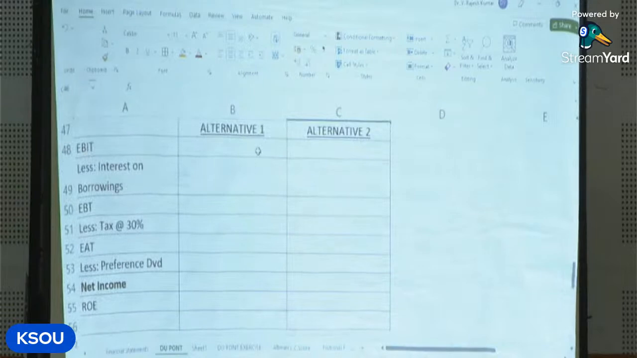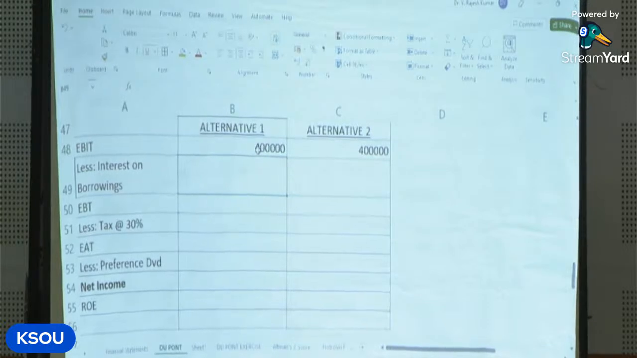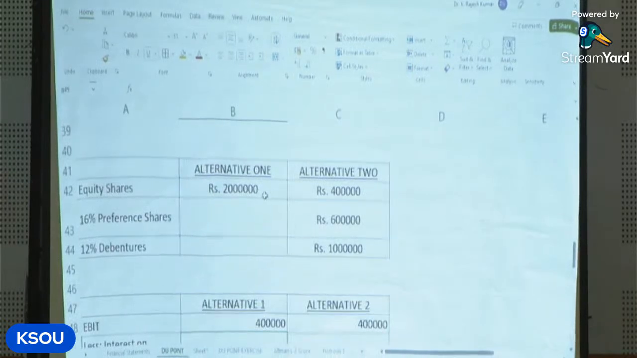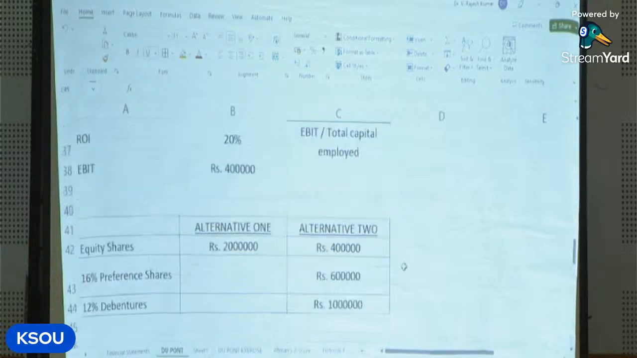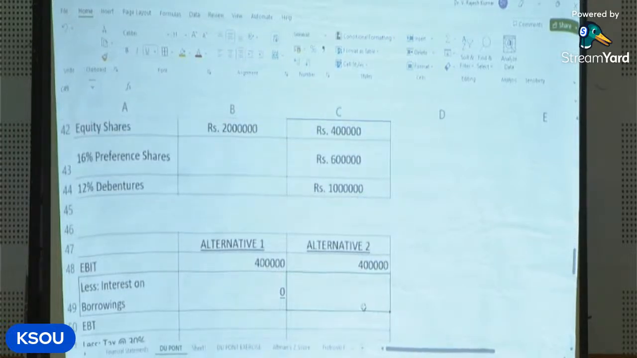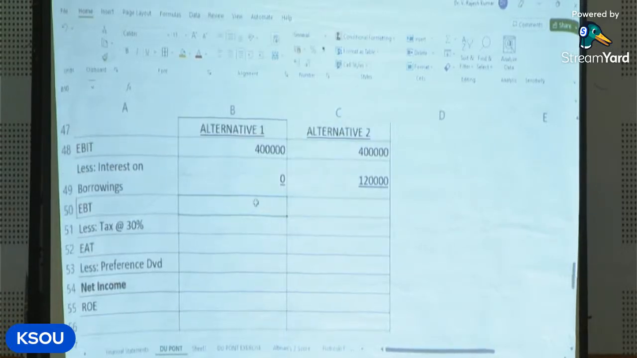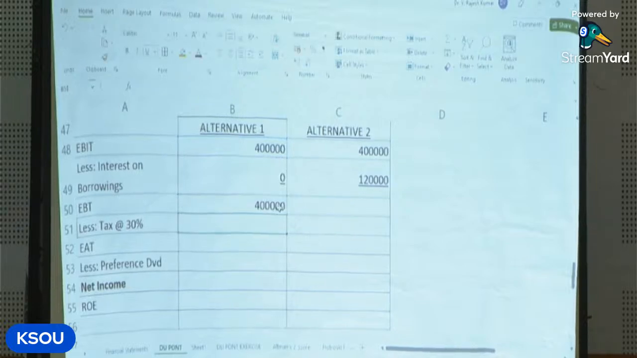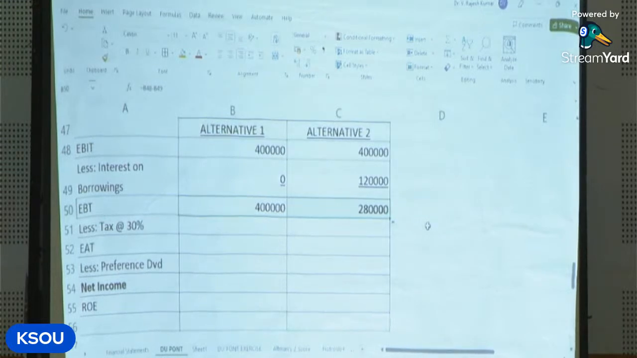At the end of the year, 4 lakh is the EBIT, which is 20% on capital, less interest on borrowings. First alternative, we don't have any borrowings, so not to worry. Second alternative, 10 lakh in the form of 12% debentures, so interest is 1 lakh 20,000. So our earnings before tax is 4 lakh in the first case, 2 lakh 80,000 in the second case.